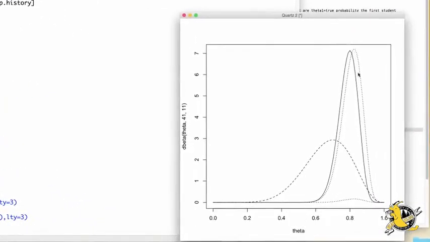So now the dotted line is the likelihood, the solid line is the posterior, and the dashed line is the prior. You can see that the posterior is in between the prior and the likelihood. It's closer to the likelihood because in this case there's more information in the likelihood. Recall that we have 40 samples in the likelihood, and we have a prior with an effective sample size of 8 plus 4, which is 12. And so it makes sense that the posterior will be closer to the likelihood than to the prior.